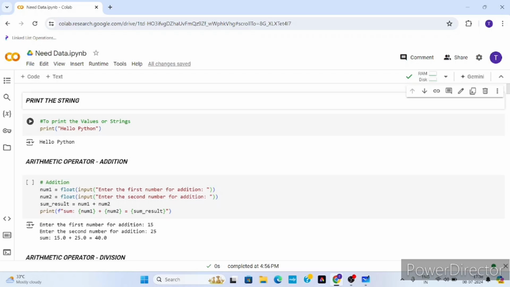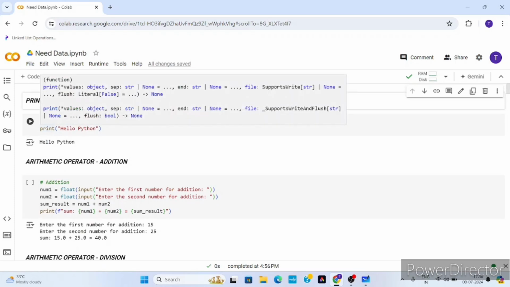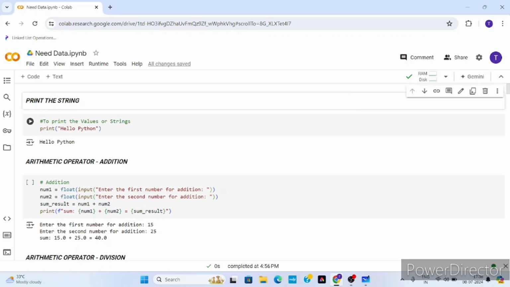In this, the first thing is to print the values or print the strings. To print anything in the output panel, you just put a print function, which is known as print, with an open and close bracket. Inside the brackets, you put quotes, and you can use single quotes or double quotes, it's up to you. Inside these quotes, you put the values to be printed. Here I'm going to print Hello Python, so I just typed Hello Python inside this print function, and I'm running it, and the output comes as Hello Python.